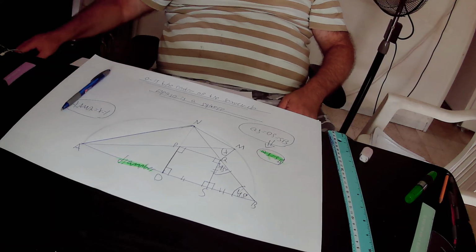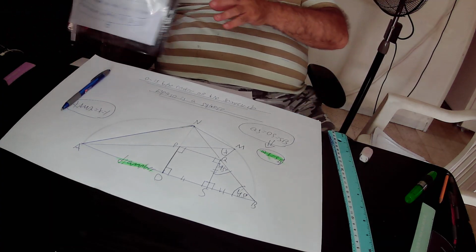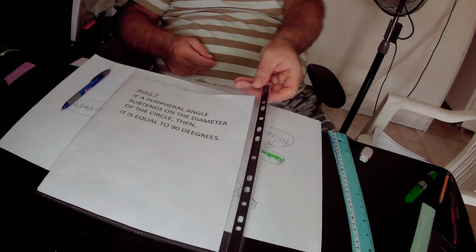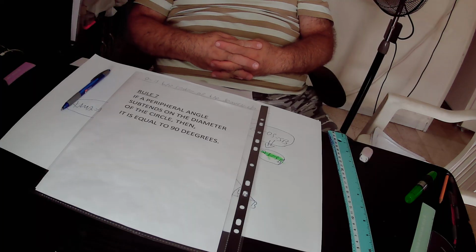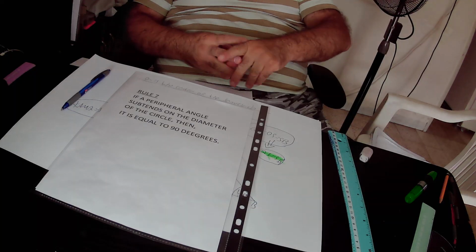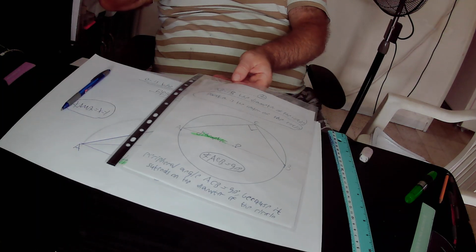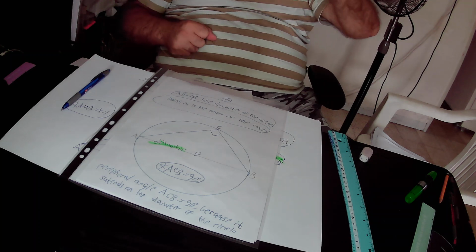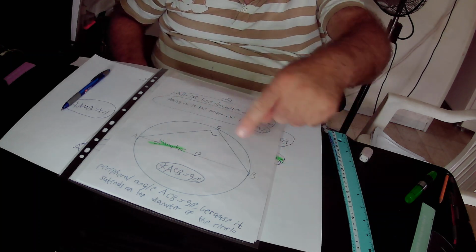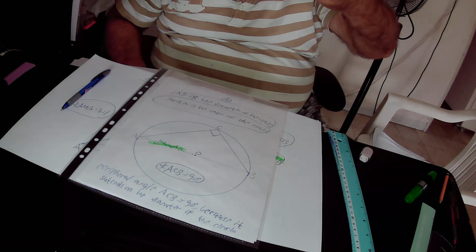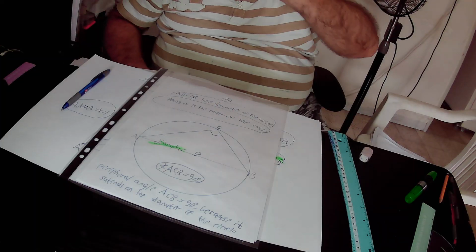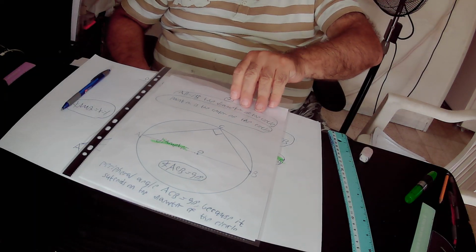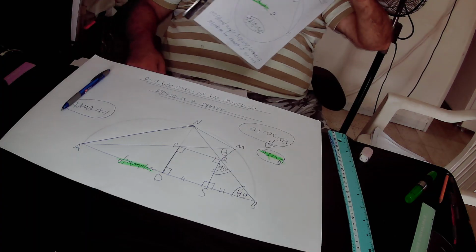Let me repeat quickly rule 7. According to rule 7, if the peripheral angle subtends on the diameter of the circle or a semicircle, then it is equal to 90 degrees in size. In the drawing we have a circle. This is peripheral angle ACB that subtends on chord AB, that is the diameter of this circle, and therefore according to rule 7, it must be equal to 90 degrees in its size. So we can implement rule 7 in our drawing.